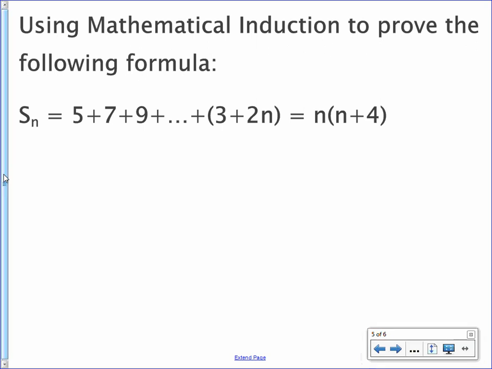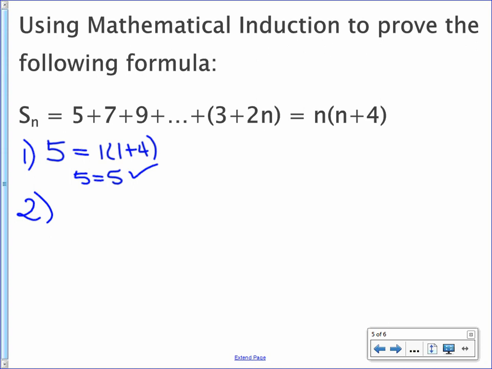All right, so here's our next one. First step is to do what? Verify the formula is true for 1. So what is our first sum, or first term, really? It's 5, because there's only one term. There's really not a sum. Does that equal 1 times 1 plus 4? Yes.